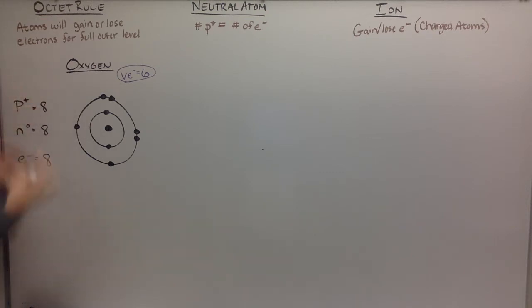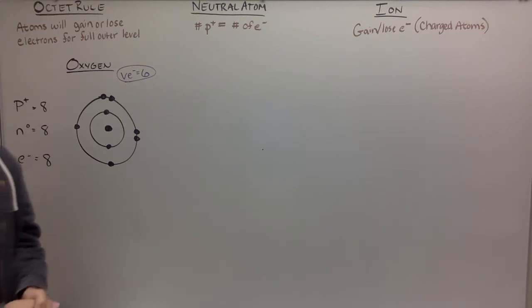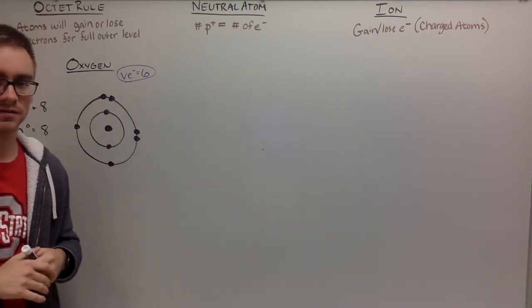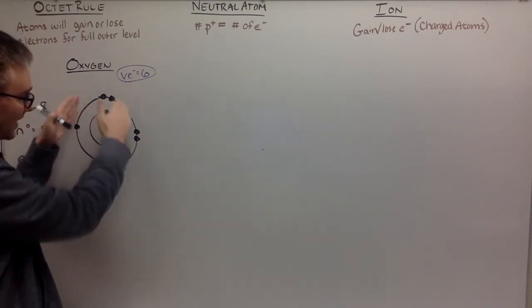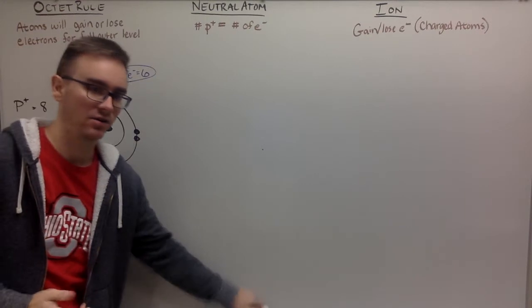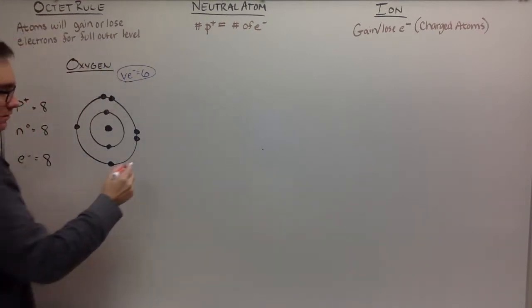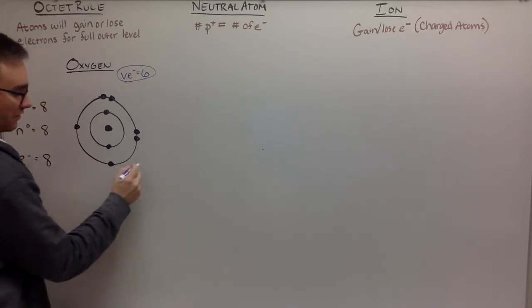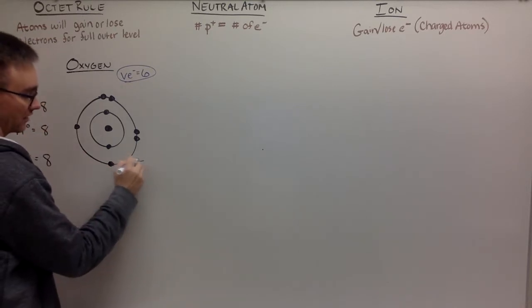Positive 8 and negative 8 make 0. But now here's where things are going to change. There are 6 valence electrons out at the second energy level. That second energy level can hold 8 electrons.